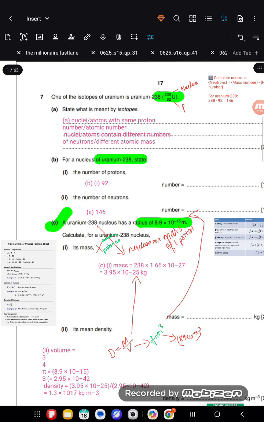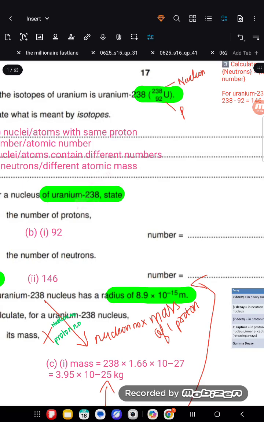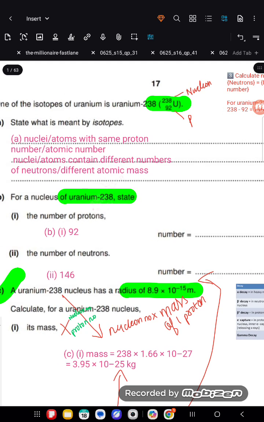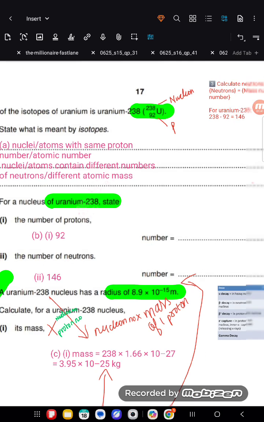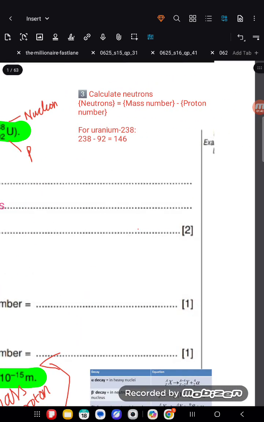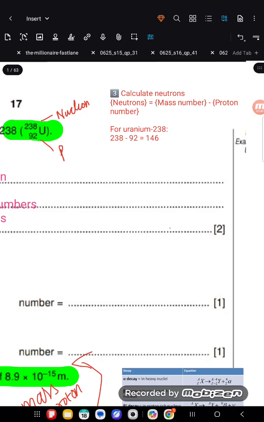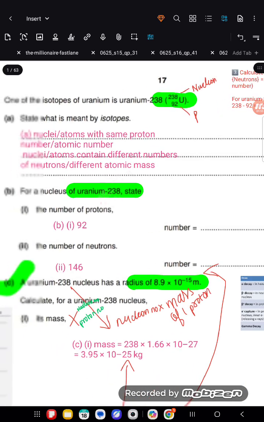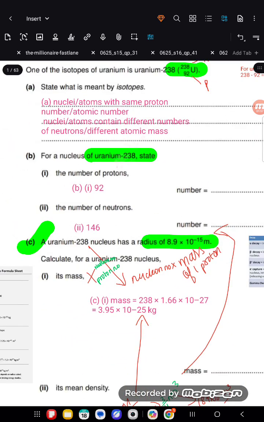So here now they are asking number of proton. Number of proton is the down number, 92. So what about the neutron? Neutron will not be 92. Okay, so how to find neutron? You will find the neutron is mass number minus proton number. Okay, mass number or nuclear number, same thing. Okay, so 238 minus 92 is 146. So we got the neutron is 146.